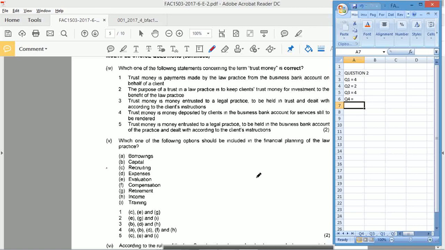Trust money is money deposited by clients in the business's bank account? No. Trust money is money entrusted to the legal practice to be held in the business bank account? No. Okay, so the only option is 3.